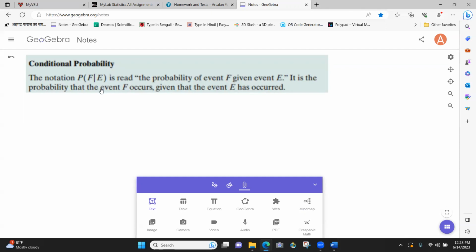Generally, it follows after the words "given that." Given the event E, it's the probability of F occurring given event E has occurred. So I'm going to give you a very simple example because it is a difficult concept. It is a difficult concept.